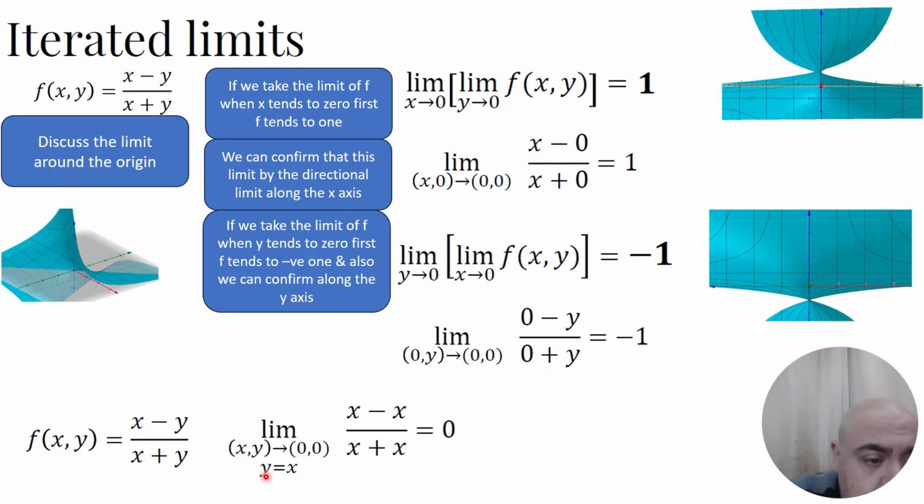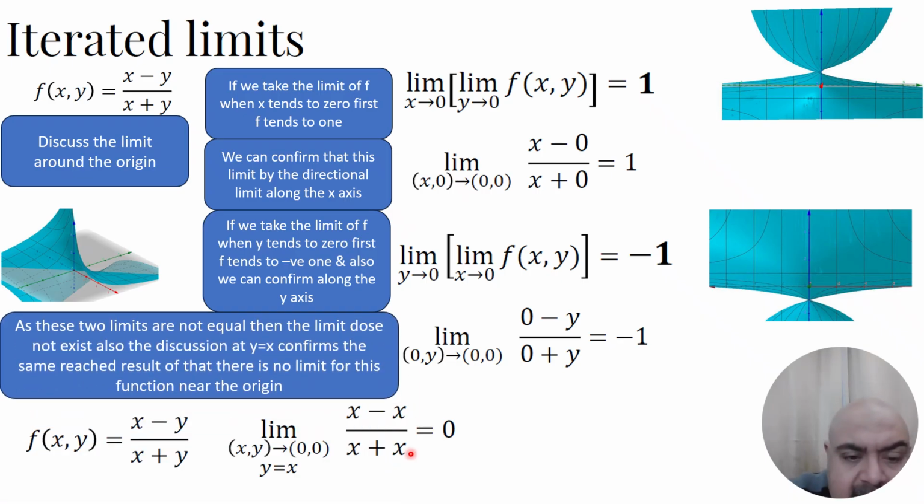And if I try to use the directed method by choosing the line y equal to x and making a substitution, you will end up having x minus x, which is 0, divided by 2x. The result is going to be 0. So once more, these two limits are not equal to each other, so the limit doesn't exist. Also, the discussion at y equal to x confirms the same meaning.